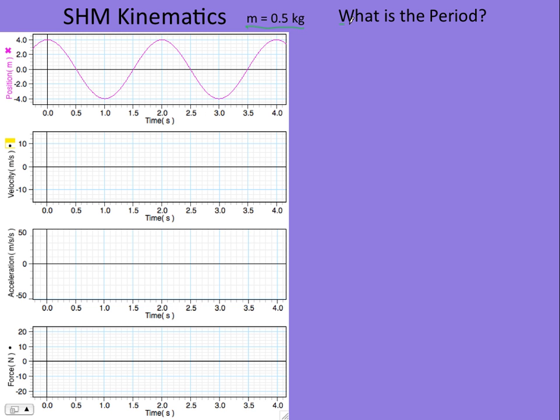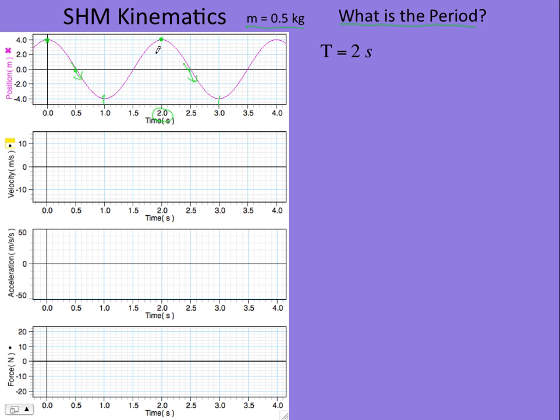Maybe the first question we would want to answer is, what is the period? Here is a crest, and here's another crest, so that is one cycle, and the period is 2 seconds. You can also check it from trough to trough, or from x equals 0 on the way down to x equals 0 on the way down or up, and you're always going to find it is 2 seconds.